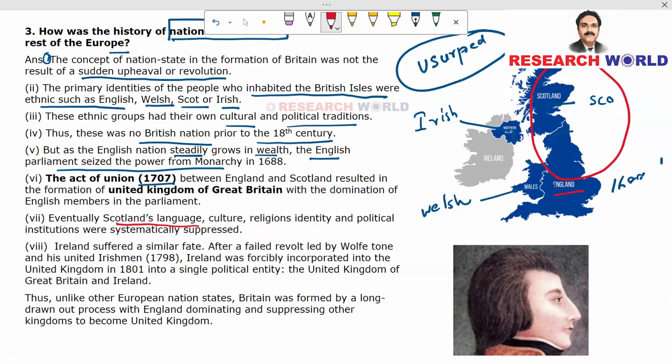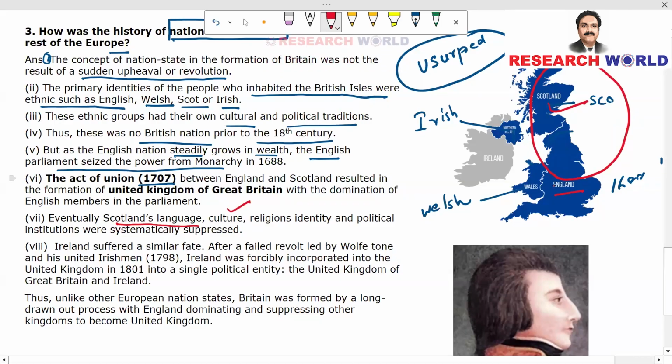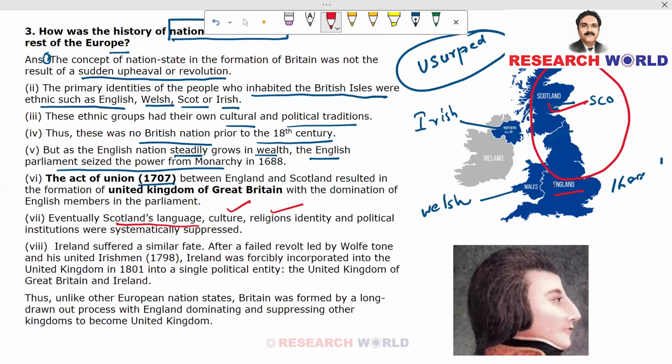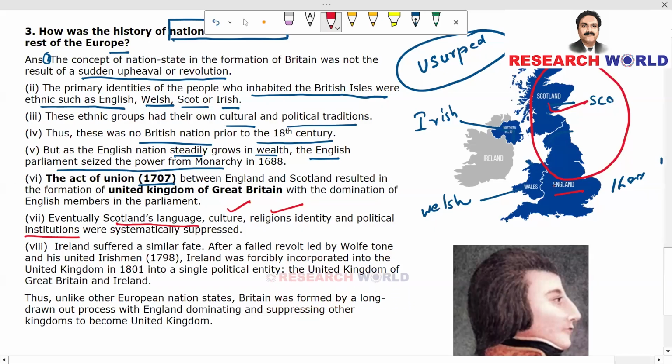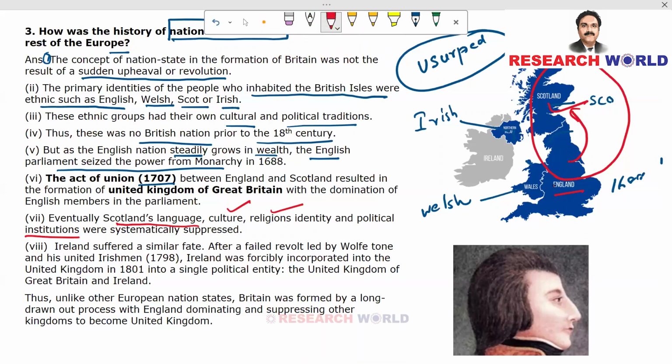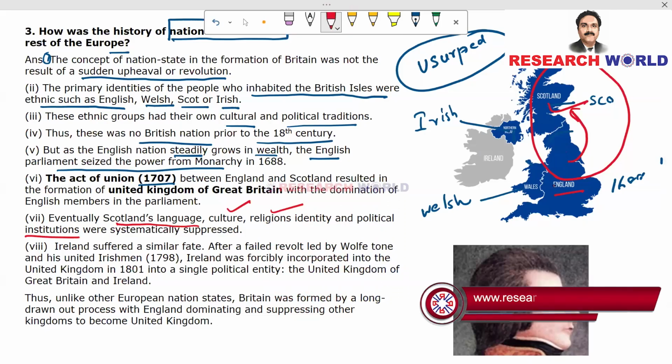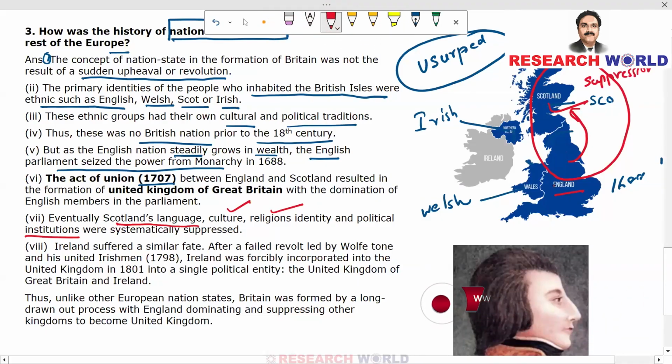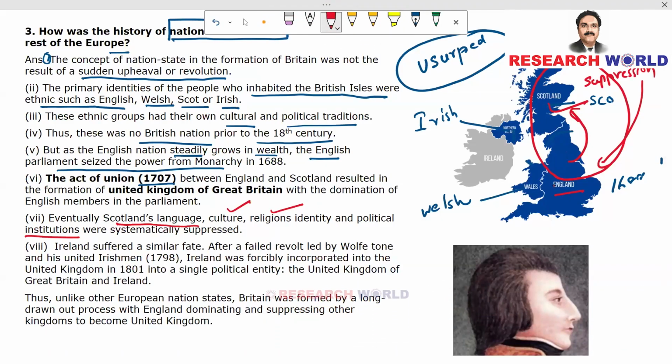Eventually, Scotland's language, culture, religious identity, and political institutions were systematically suppressed. By who? By the English. So because of their dominance, Scotland people started losing their culture, their language was not encouraged, their religious identity was suppressed, all right, and their different political institutions were removed. So overall, it was suppression from the hands of English, that is, people from England.